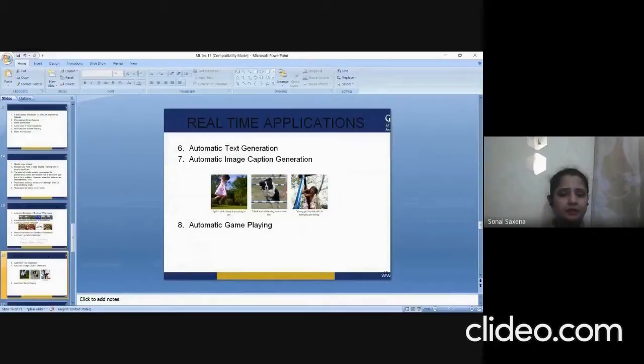Automatic game playing is an example of deep neural networks, such as online chess playing, where one player is the user itself and another one is the computer. So the computer part is being played by deep neural networks.